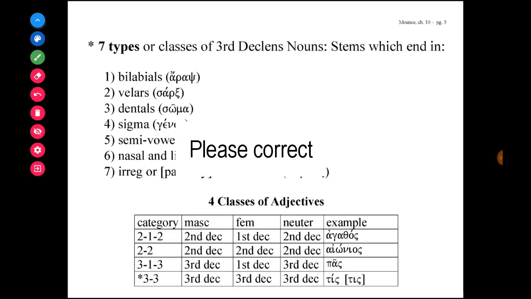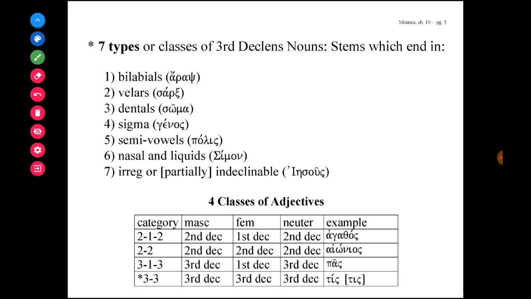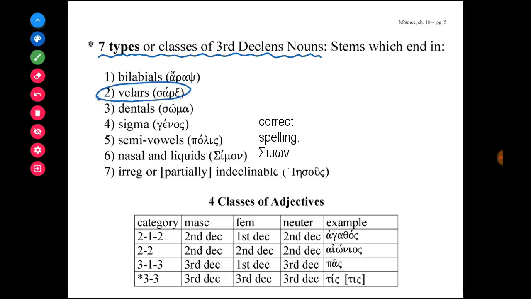This leads us to the challenge that altogether there are 7 types or classes of third declension nouns, of which for this chapter we've really learned 2, and if you include the vocabulary word Simon or Simone in Greek, then we learned 3. If you add other past vocabulary that you already learned, like Jesus' name, then we've actually learned 4 types. So far, we've learned the velars using the paradigmatic word sarx.